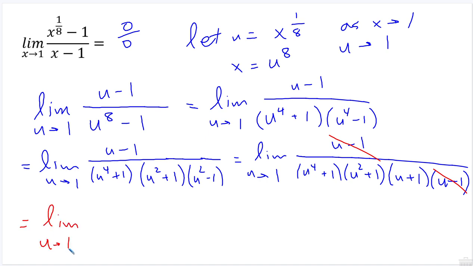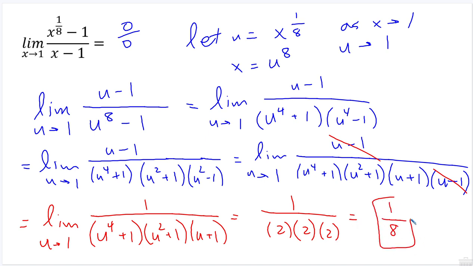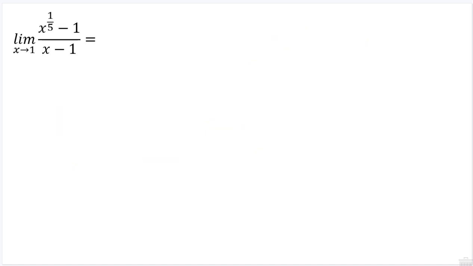And we're just left with a new limit. The limit as u approaches 1 of 1 over u to the 4th plus 1 times u squared plus 1 times u plus 1, which is just 1 over, well, u to the 4th. 1 to the 4th is just 1, so 1 plus 1 is 2. Same here, u squared plus 1 when u is 1, that's just 2. And then u plus 1 is also just 2 when u is 1. And we end up with the limit equal to 1 over 8. Hopefully not too bad.